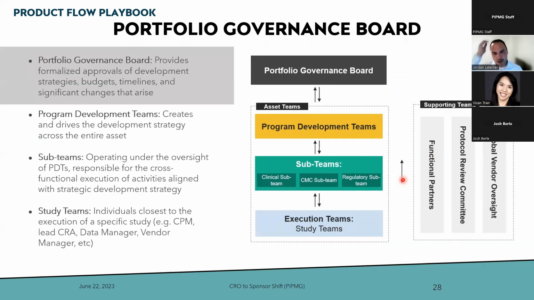And then here's our governance board, something that's important for the organization as we bring in new assets, as we acquire assets, as we develop them, is having that board that's going to be there to provide formalized approval of the asset strategies that these program development teams espouse, make sure that the strategy works across the assets or across the entire portfolio at a high level, managing budgets and timelines, and then also in between when significant changes arise, bringing that back up to portfolio governance.